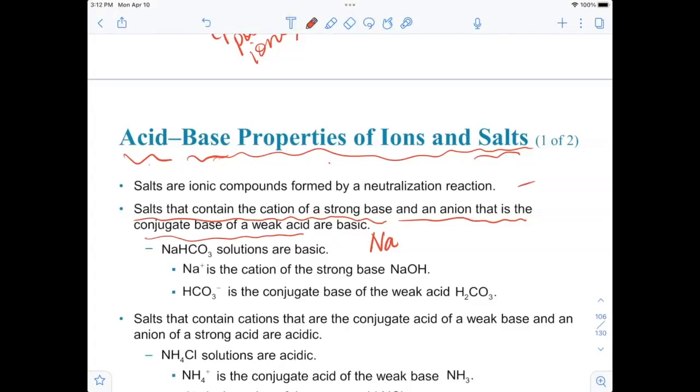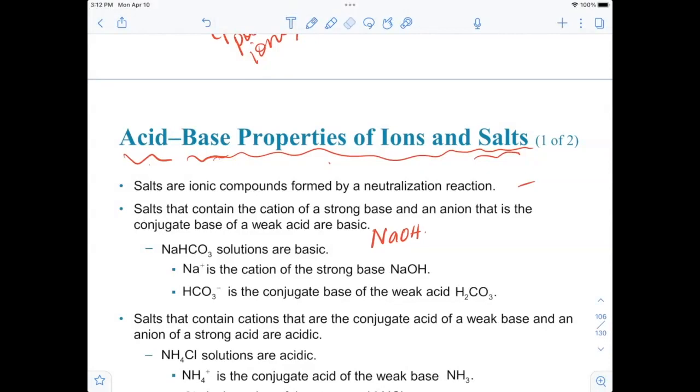They're just saying the portion that came from the weak acid is actually the conjugate base, the negative ion from the weak acid. That kind of salt is basic. So let's see, back to what is written here. I know the way they're saying it is kind of confusing, but let me show you a simpler way to understand this. Salts that contain the cation of a strong base. I'm going to pick a strong base like sodium hydroxide.